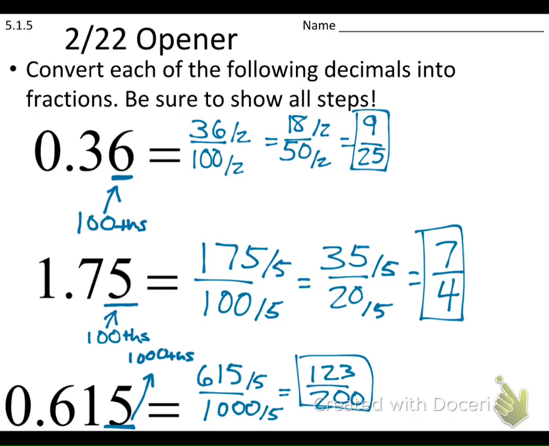I saw a lot of people box in their answers when they got to 36 over 100. Always make sure to check if you can reduce. And if you want to make sure you get a really good grade, when you get this final answer, punch into your calculator 9 divided by 25 and make sure your answer is the decimal, okay? Do you remember that? Step number 4, check. Okay, let's go to the back side.